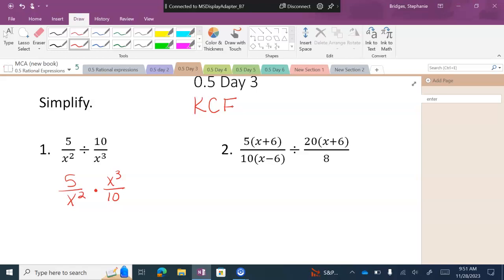Can any of these fractions factor in number one? No. Okay. And so since we don't have any binomials to get rid of, what I want to do is I just want to multiply top times top, bottom times bottom. 5 times x to the third is 5x to the third. And at the bottom, x squared times 10 is just 10x squared.